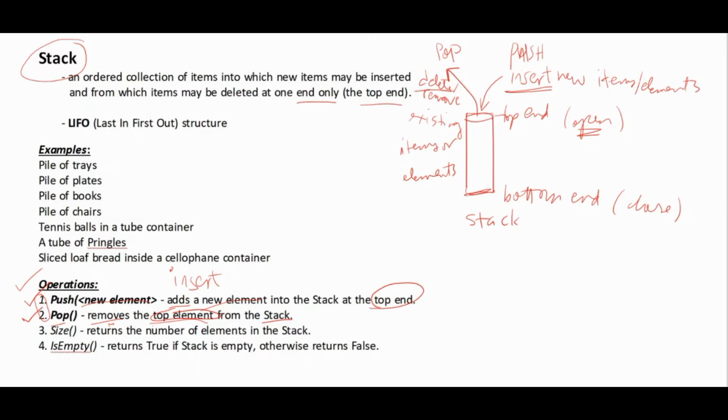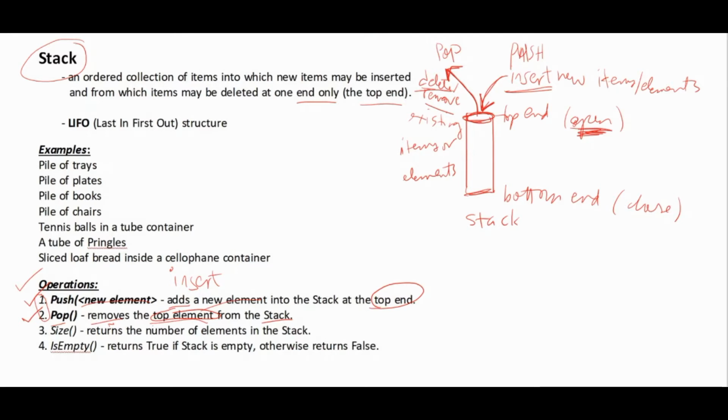Why is that so? Because as I have mentioned a while ago, there is only one end that is open. And in that one end, you perform the push, or the adding or insertion of new elements, and you also perform the pop, or the deletion or removal of existing items or elements.